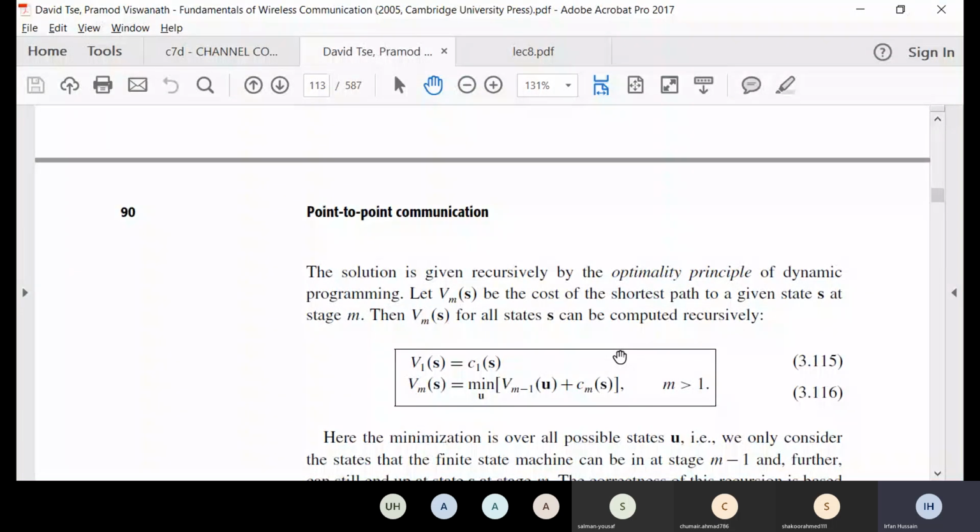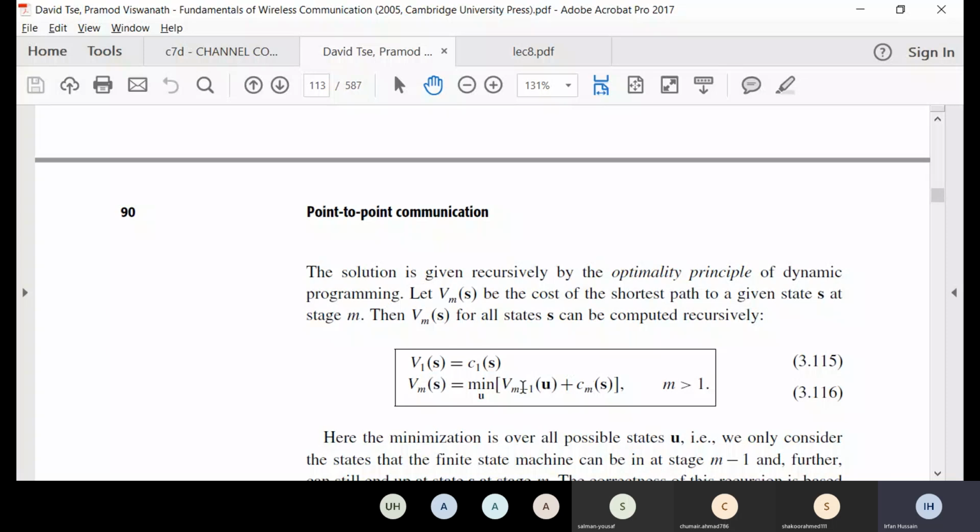By the optimality of dynamic programming. So dynamic programming you might not have known. Those students who have studied algorithms will know. So dynamic programming says that, let us say the cost of the shortest path to the given state is this. Then the cost of the shortest path for all the states can be computed by minimizing the cost from the m-1 to the mth stage, and then the optimum cost till m-1.